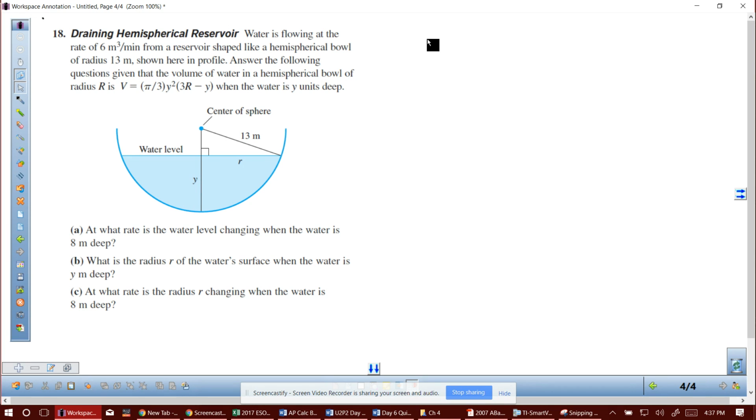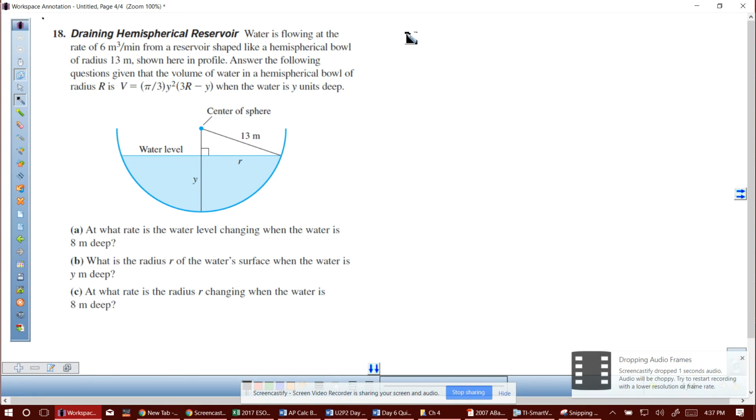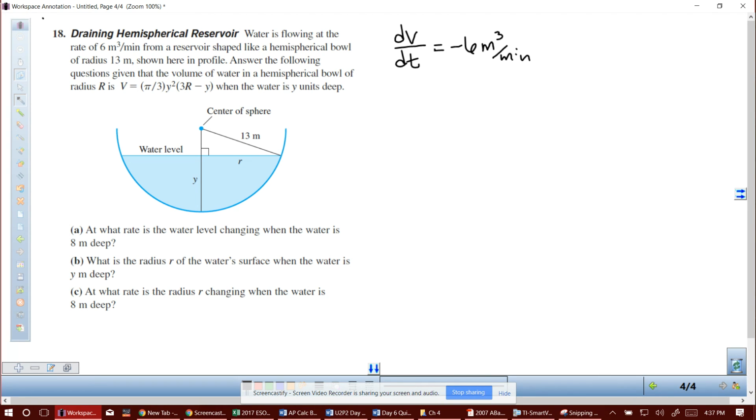They tell me that dV/dt is flowing at the rate of 6 meters cubed per minute. Since it is flowing in, we're going to say that it is flowing at a rate of negative 6 meters cubed per minute. And we have a hemispherical bowl that is 13 meters shown in the profile. So that's 13. We also talked about why this side is 13. So basically I know that capital R is 13.